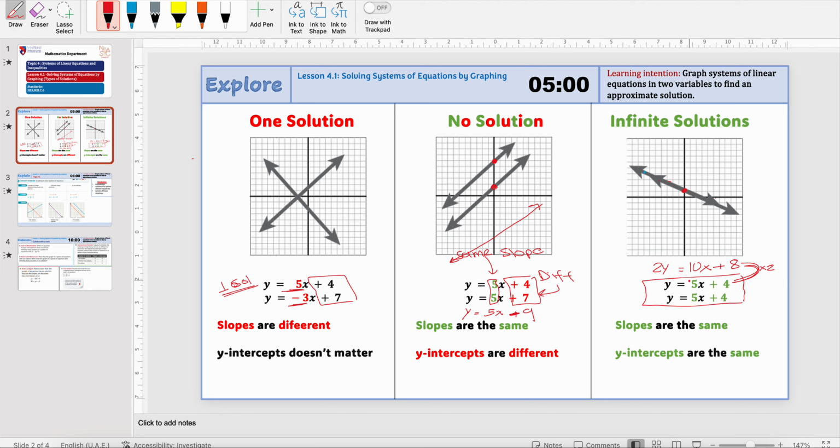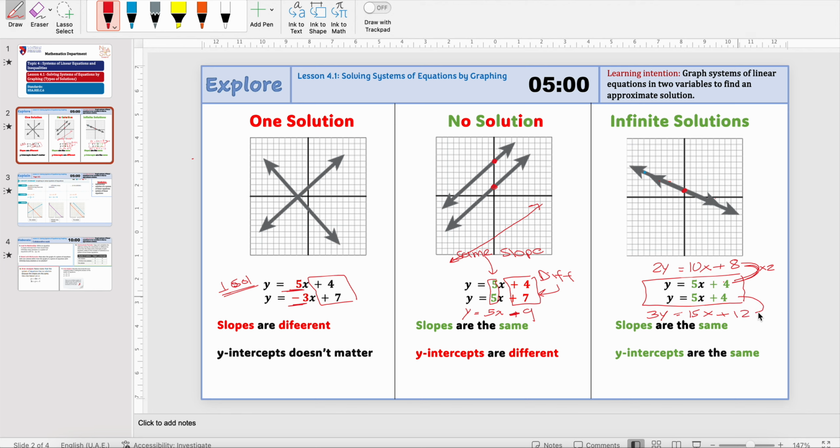So how can I know if it's the same slope? Just divide everything by 2 to have y only. You will see that it will turn out into 5x, and this will turn out into 4, which is the same exact equation. Okay, it can be maybe tripled. So maybe you see it as 3y equals 5 times 3, 15x, plus 4 times 3 is 12.